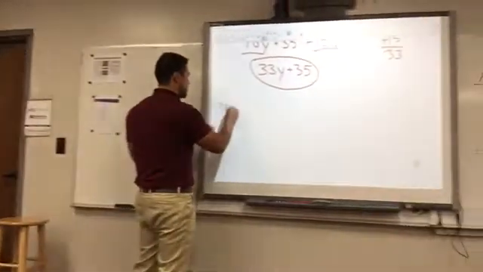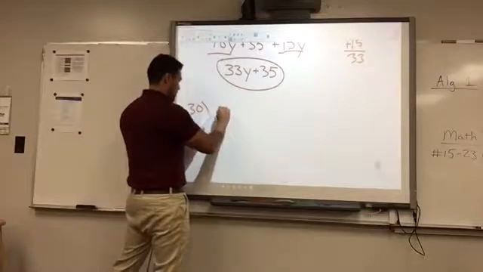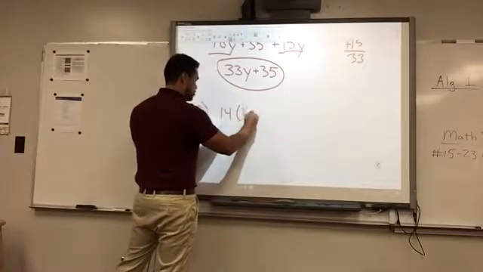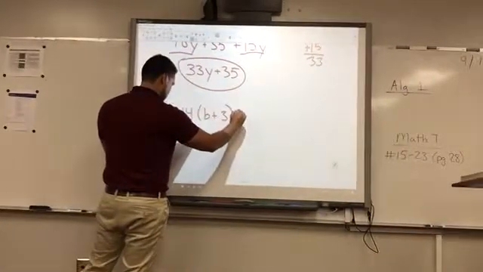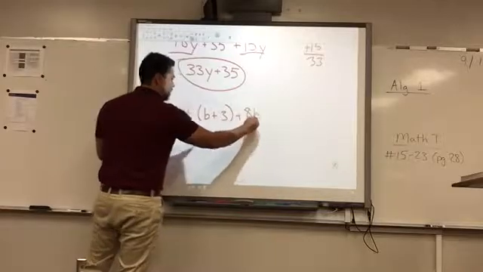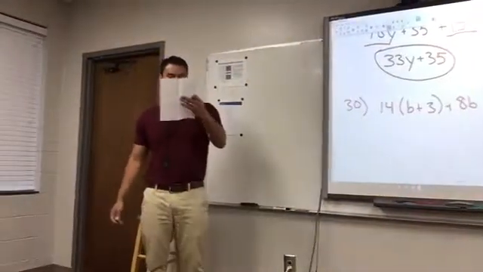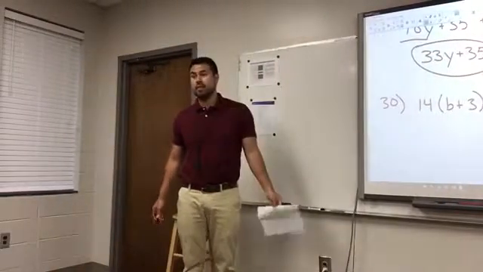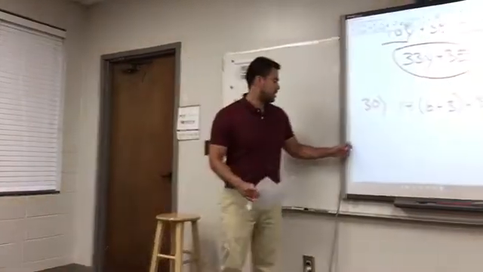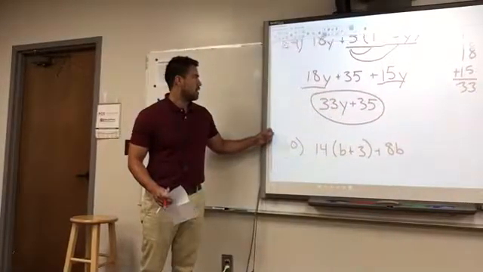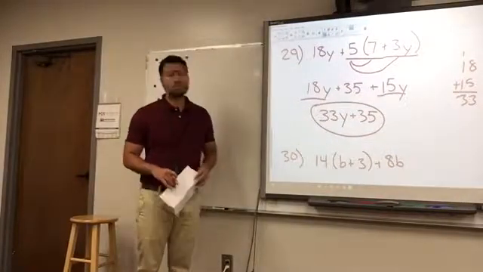Problem 30 is very similar to 29. So we have here 14 times b plus 3 plus 8b. Uh-oh. This looks familiar, and it doesn't look nice. Rosa, do you have a question? I have a question on 29. Good. Go ahead. So, for the parentheses, why can't you just add 7 plus 3?